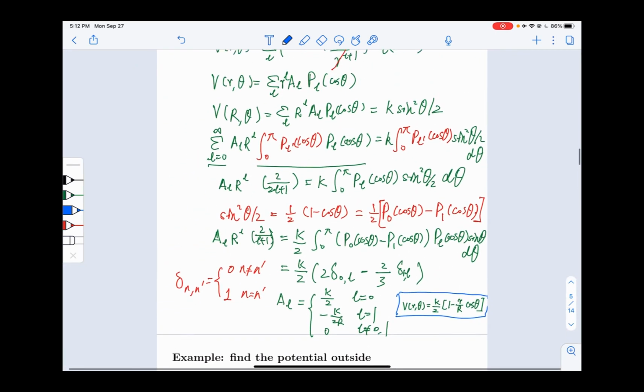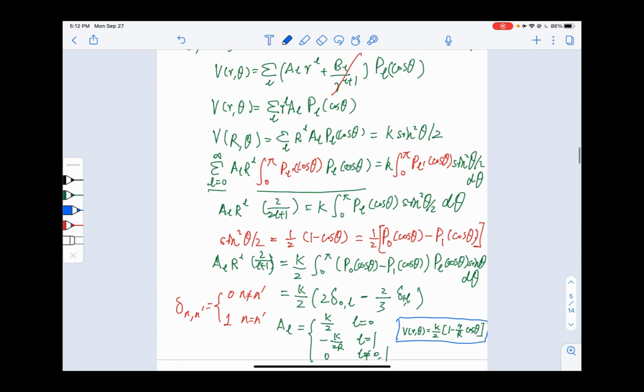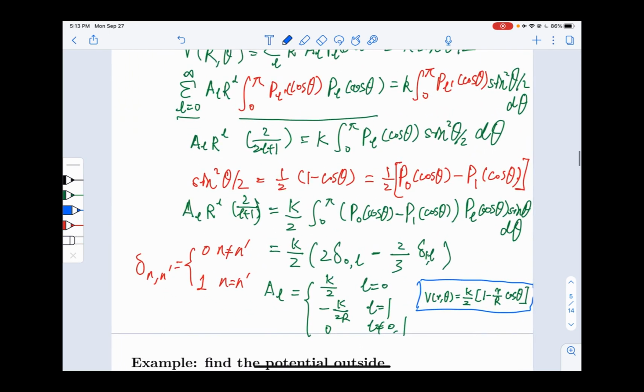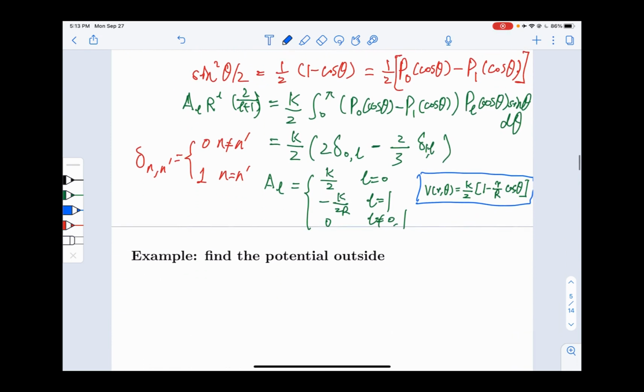So after you obtain this VR, you can always double check to see if that's correct by checking with your boundary condition earlier. So this is the initial boundary condition, and from here we derive that the potential inside must be in this kind of form.